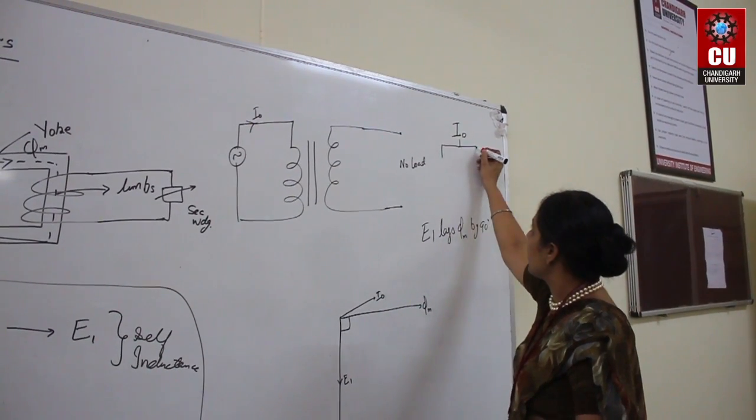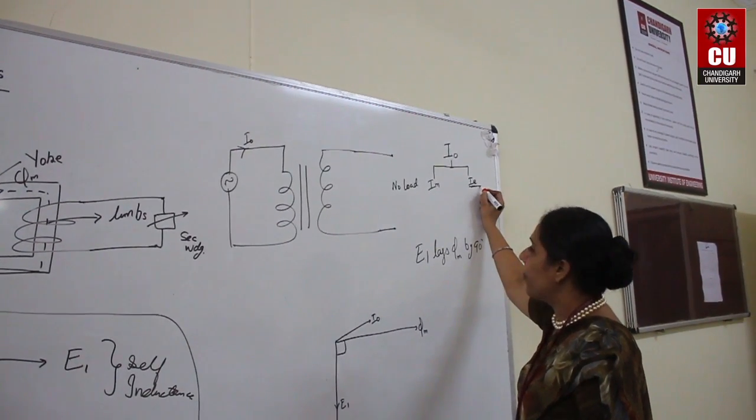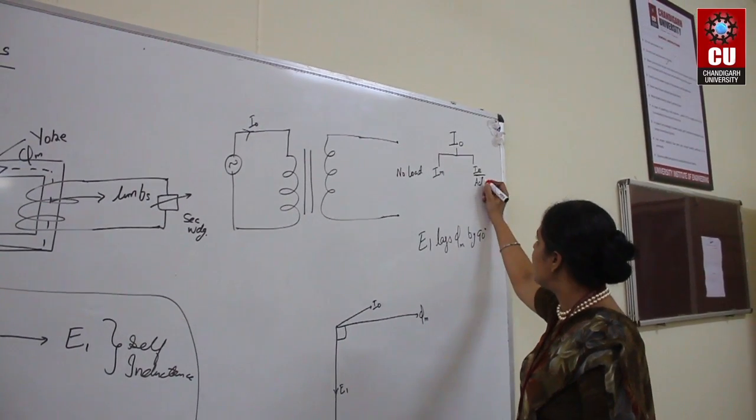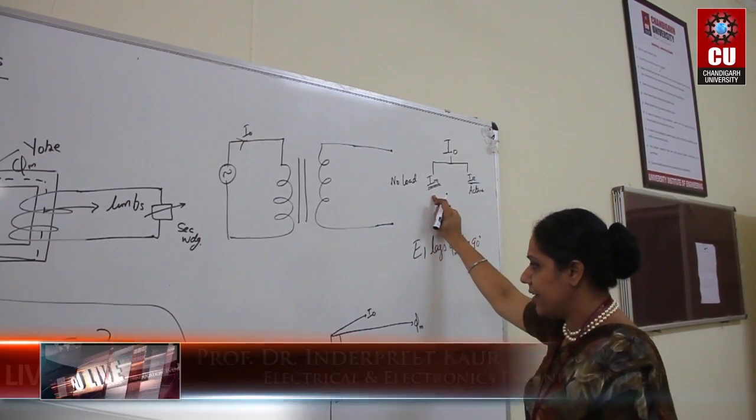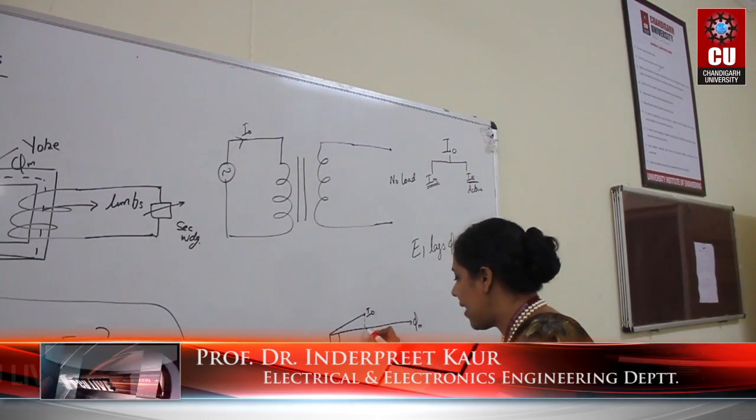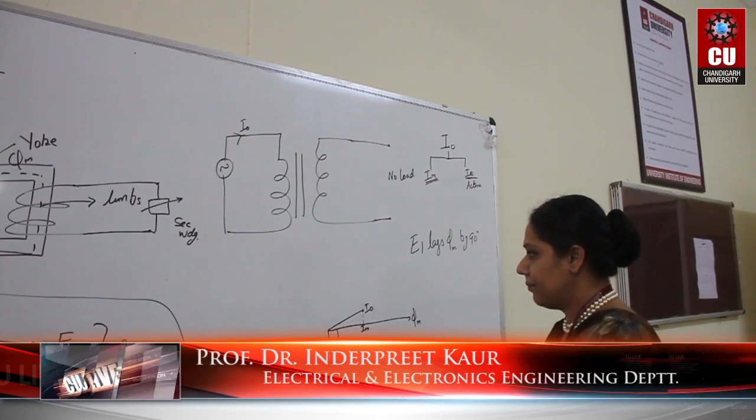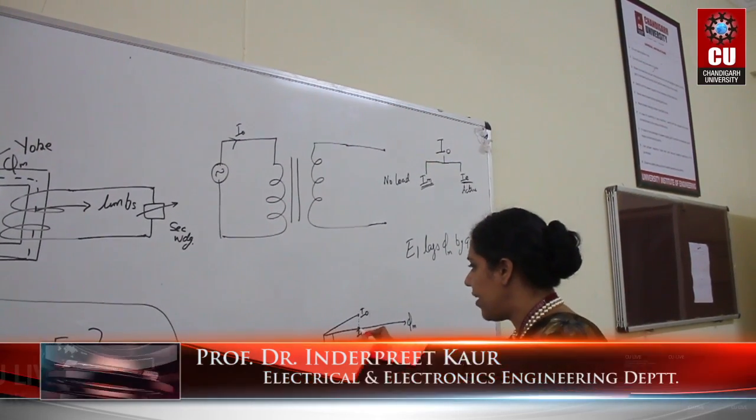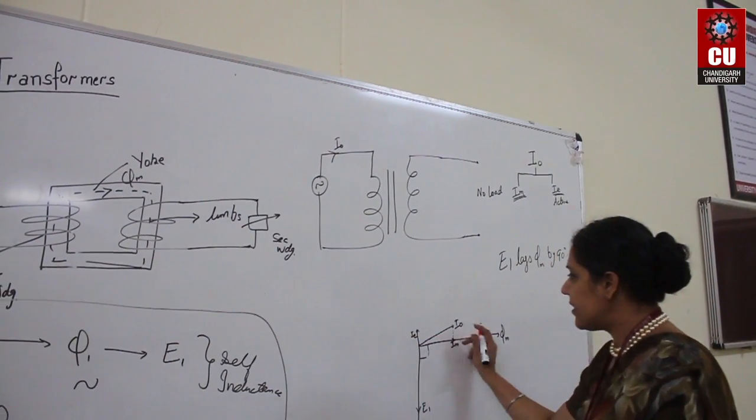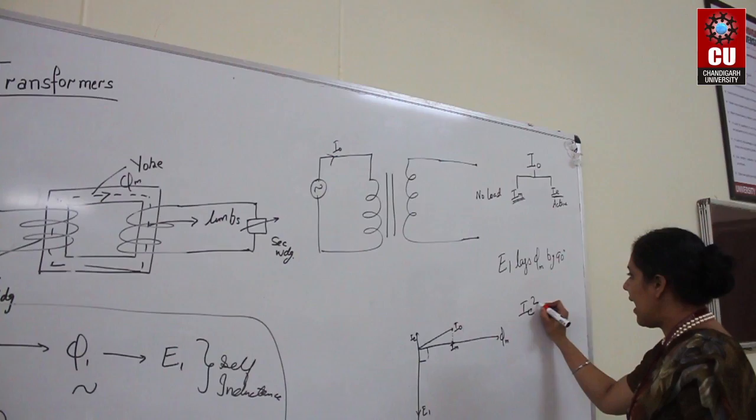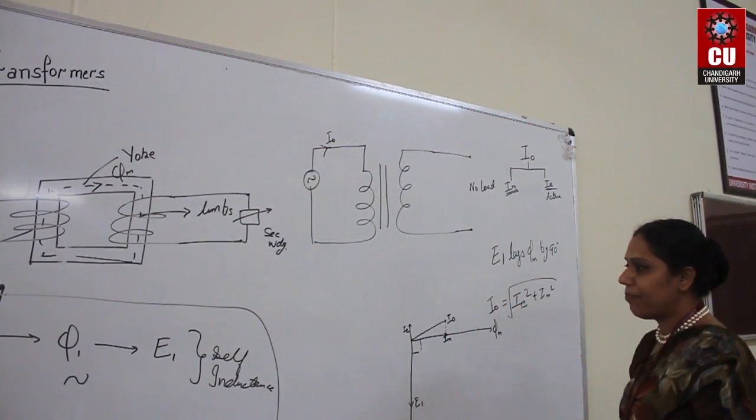Im and Ie. This is the energy component of the current, or also known as the active component of the current. Similarly, this is the magnetizing component of current. Like since magnetizing component is there, so this is the Im. Magnetizing component. It is in phase with phi m. This is I naught or Ie. So the phasor sum of Ie and Im gives you the I naught, no load primary current.